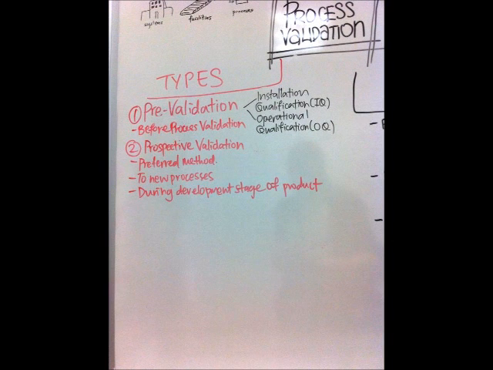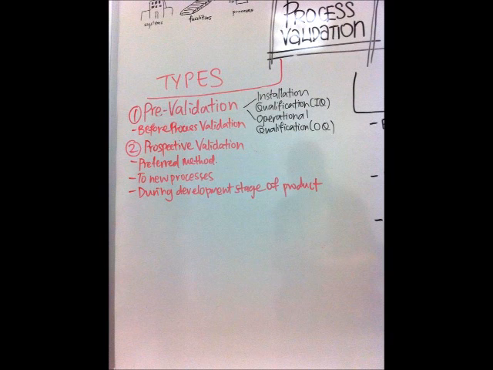Secondly, prospective validation, which is the preferred method, applies to new processes and equipment. It is normally completed prior to the manufacture of the product during the development stage. It involves risk analysis of the production process, and whether the results are acceptable. An unsatisfactory process must be modified and improved until a validation exercise proves it to be satisfactory.